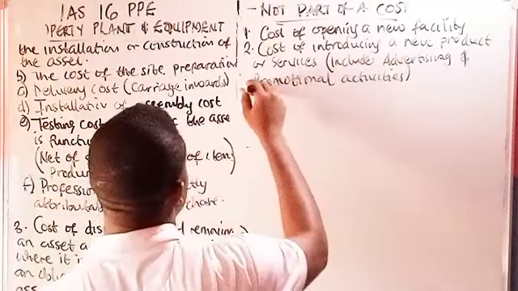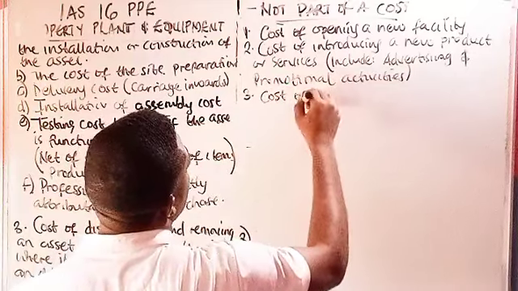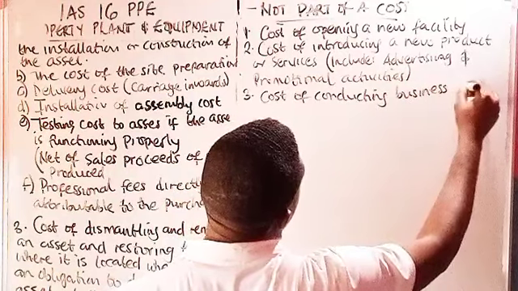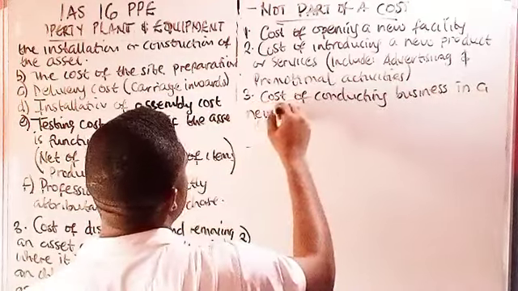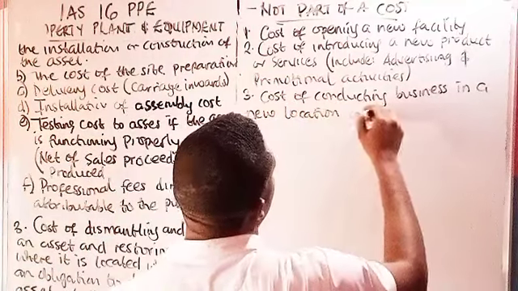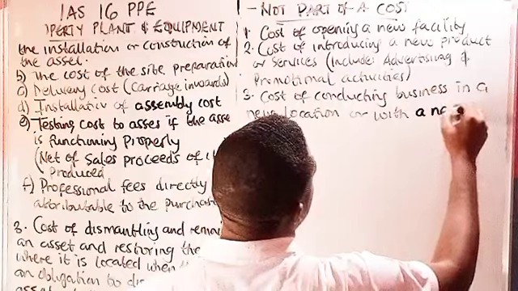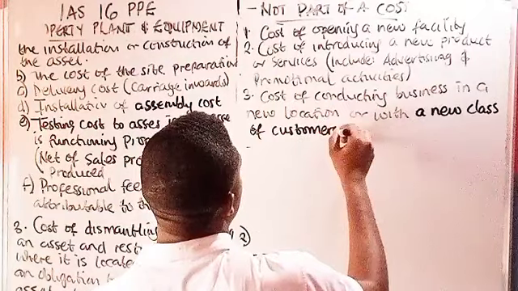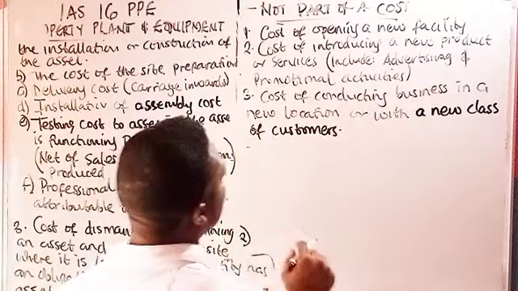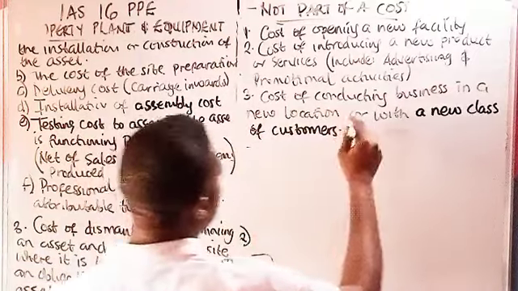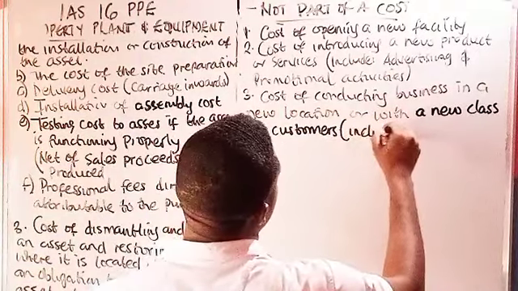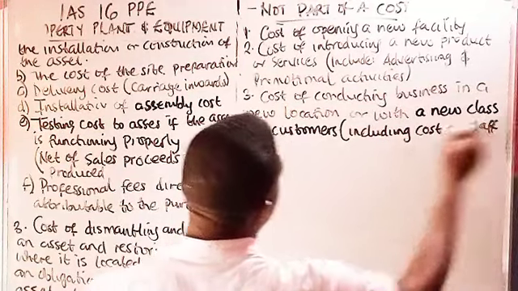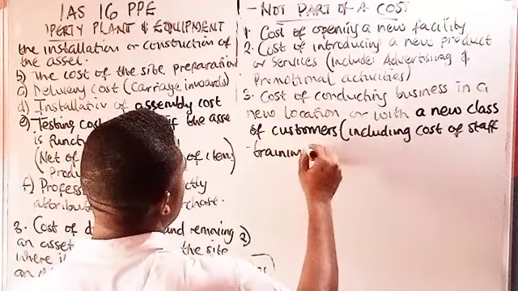So the third one, cost of conducting business in a new location or with a new class of customers, including cost of staff training.